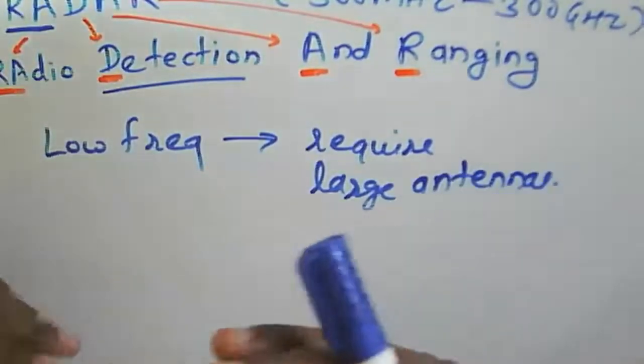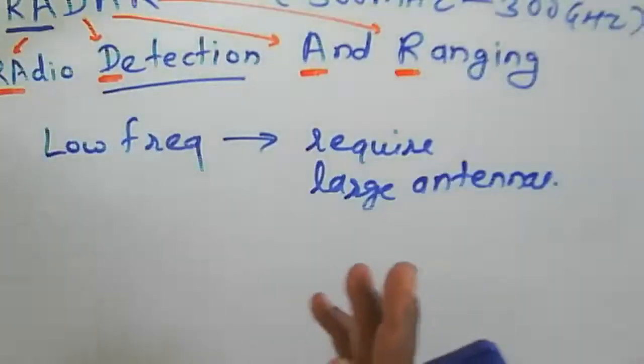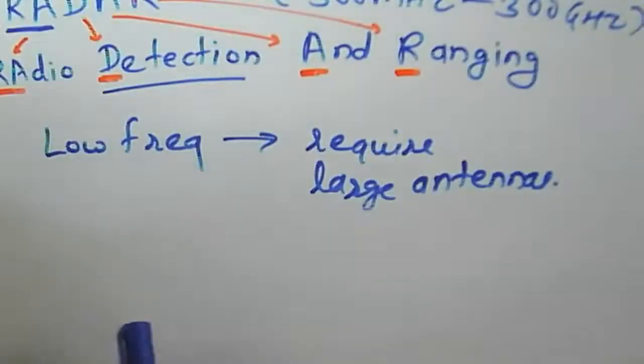So likewise, we can talk in detail about the range equations and range measurement. What will be the unambiguous range, or what will be the ambiguous range? We'll talk about that later.